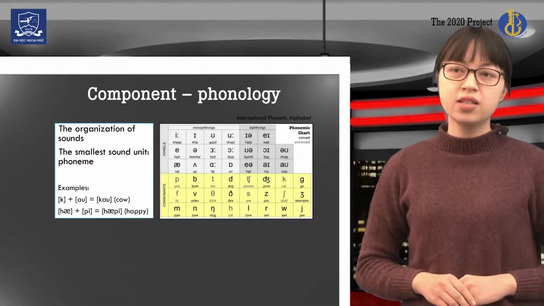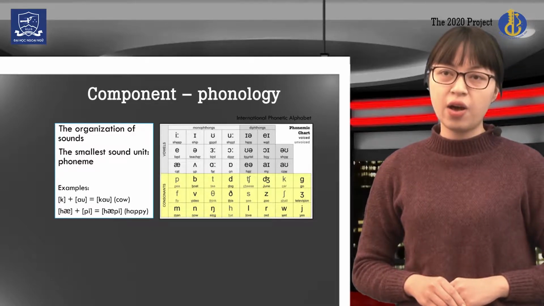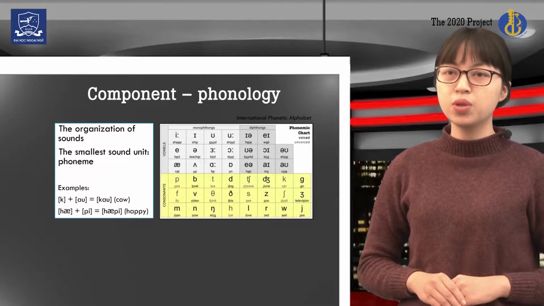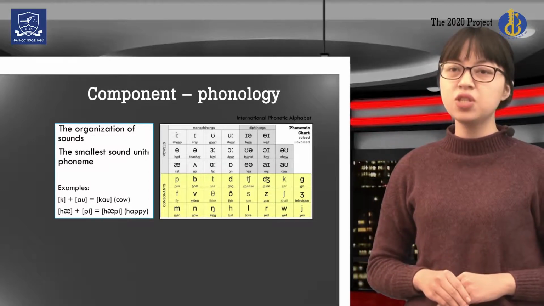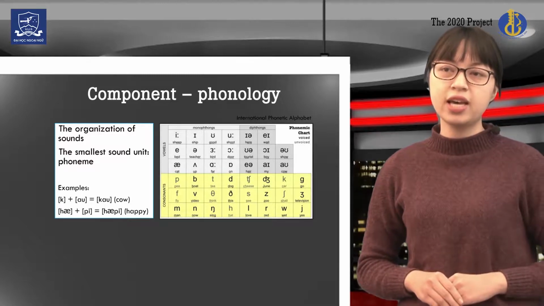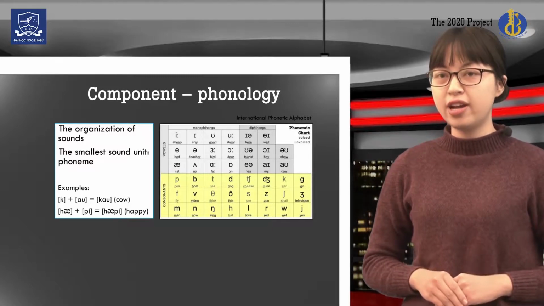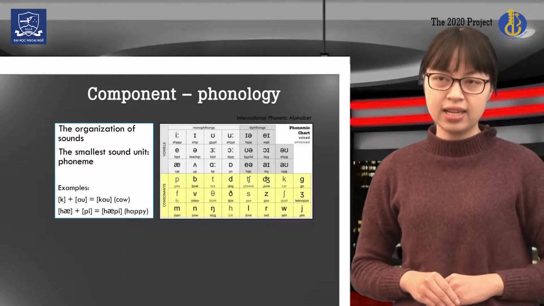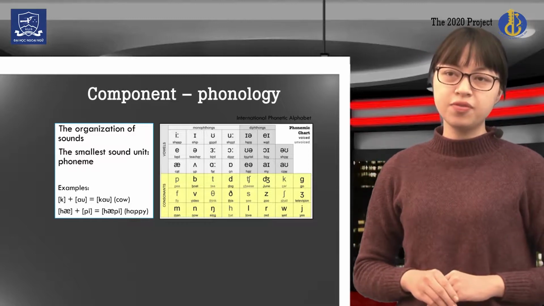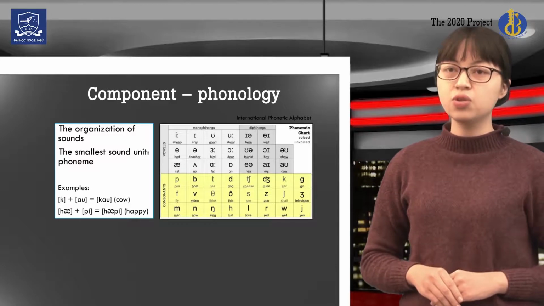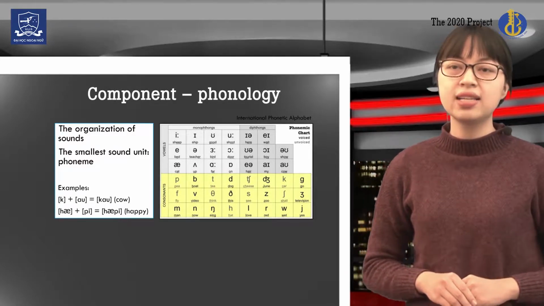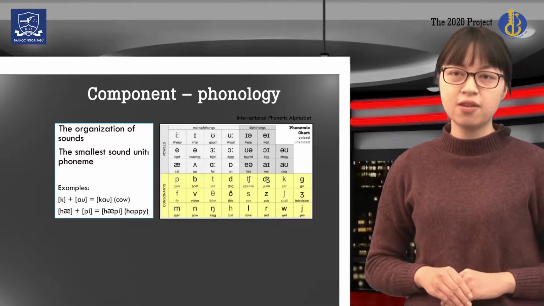For example, the phonemes k and l can be arranged to form the word cow in English. Mastery of any language requires the speaker to be able to identify and pronounce different sounds accurately. This may prove difficult for second language speakers, particularly those whose native language does not have a similar sound system to the new language.